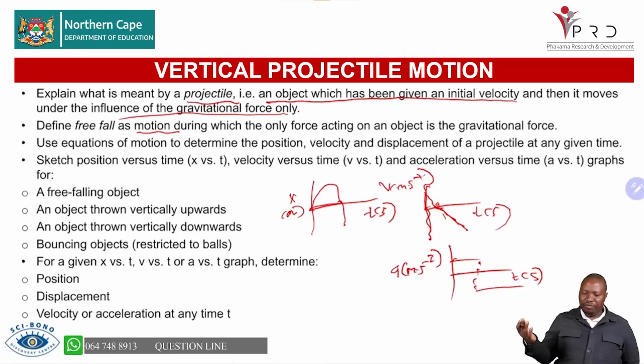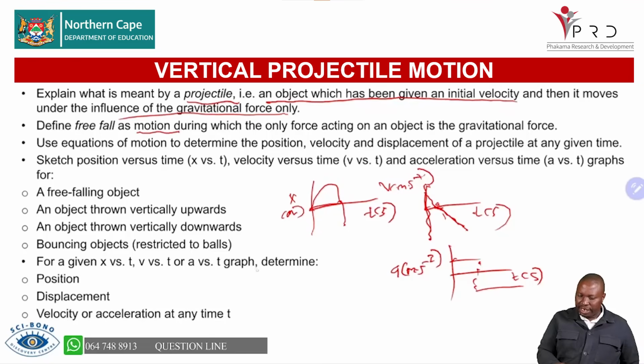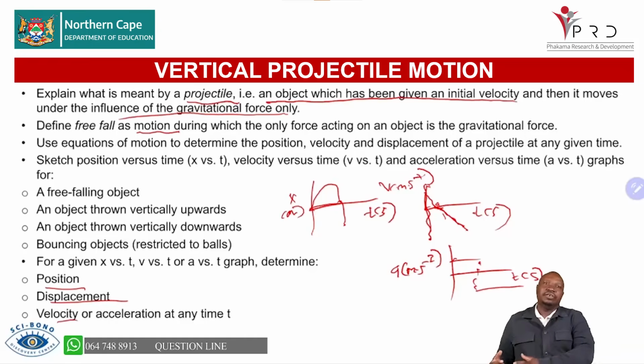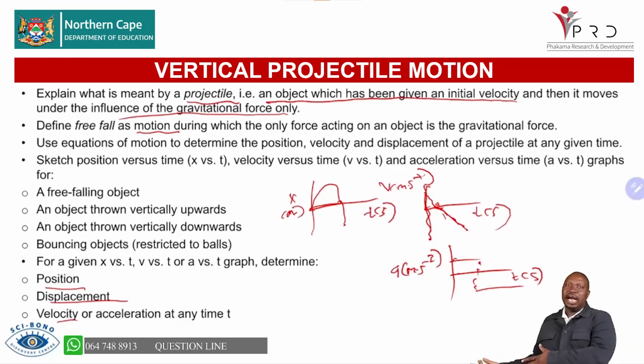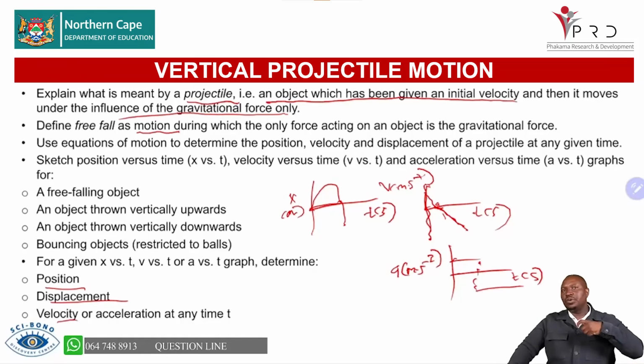The free-falling object, the object thrown vertically upwards, an object thrown vertically downwards, and bouncing balls, the bouncing objects. So we only do the bouncing balls, and then we are saying for a given graph, you must be able to determine the position, displacement, and velocity or acceleration. So we'll give some of the questions. Tomorrow you are expecting either you will get a graph or you will get information. Then you will be asked either to draw a graph if the question comes, or you will be given a graph, then you will answer questions based on that.